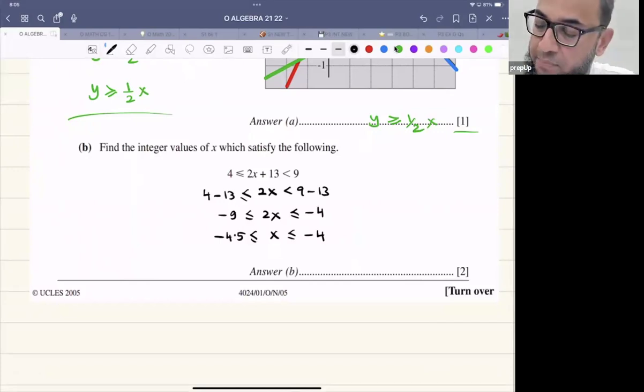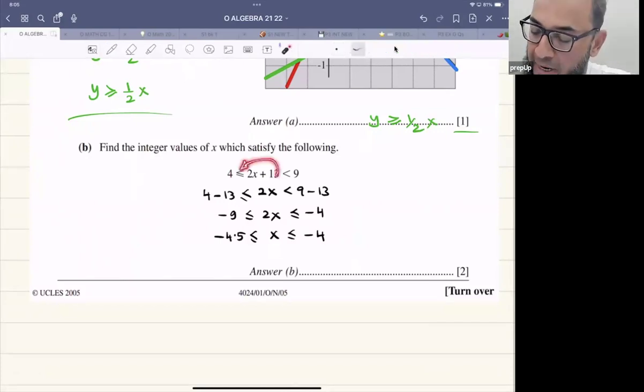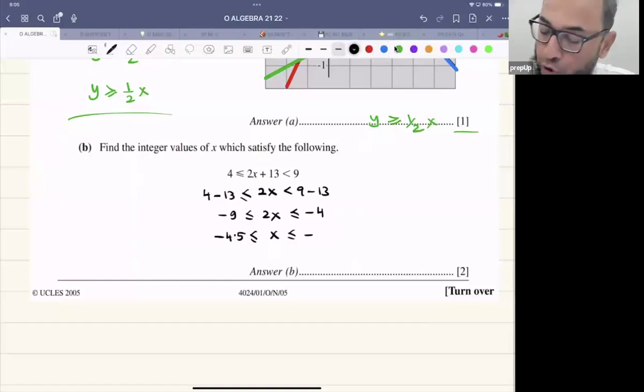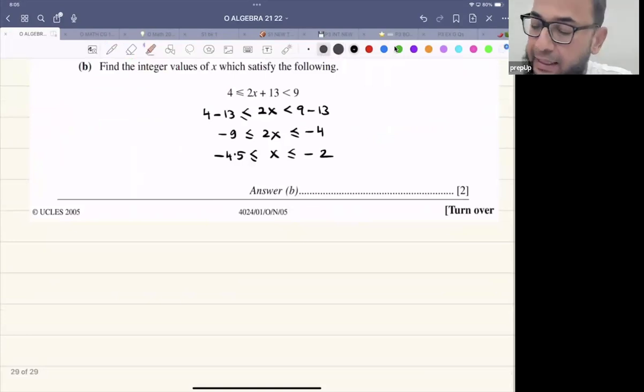Now let me just double check my working. 4 minus 13, that is negative 9. And 9 minus 13 is negative 4. They both are negative. And when we divide by 2, 9 over 2, that is negative 4.5, and this is 4 over 2, this is 2. I think a small mistake I did. I forgot to do the division. That is negative 2. So what are the numbers that lie in this region?